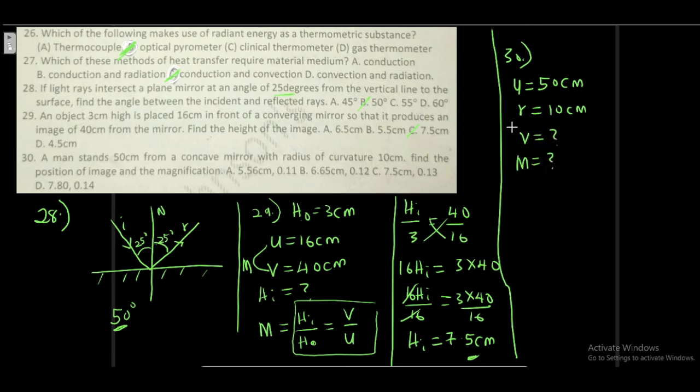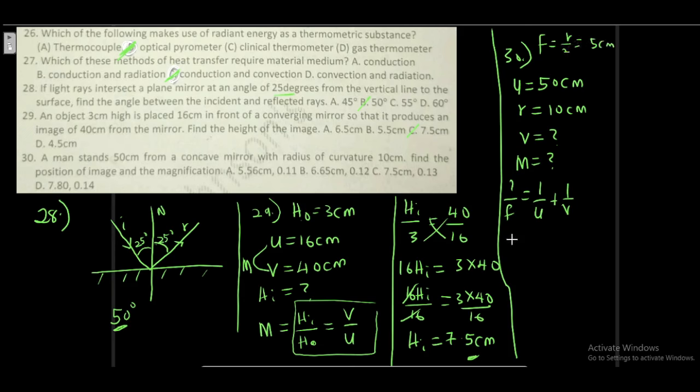To solve this, we'll make reference to our mirror equation, which is 1 over f equals 1 over u plus 1 over v. F is the focal length. They gave you radius of curvature. To get the focal length, you divide radius of curvature by 2. So focal length, I can write it down here. Focal length is half radius of curvature, so focal length will be 5 cm.